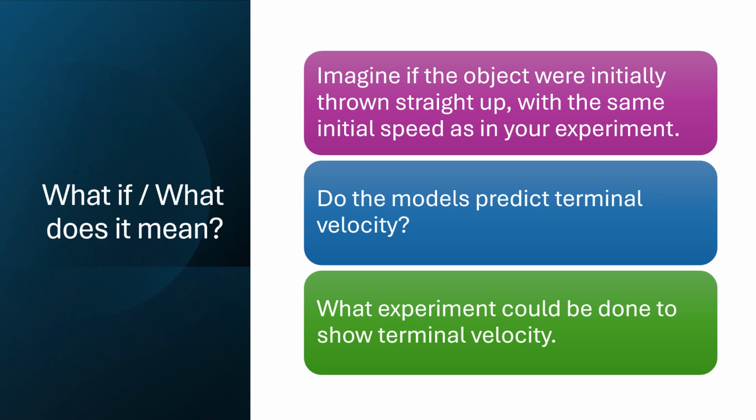Does the model predict terminal velocity? We did not see that it could predict terminal velocity due to the short time span that we had. What experiment could be done to show terminal velocity? If we were to throw our ball maybe for a longer distance and had it fall for a longer period of time, then we could probably be able to determine our terminal velocity.